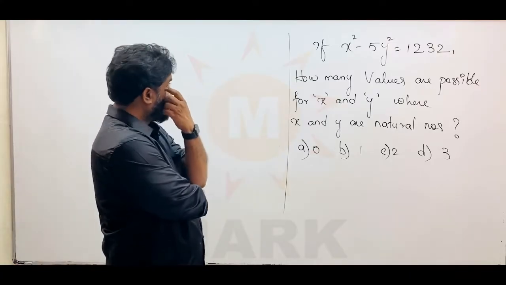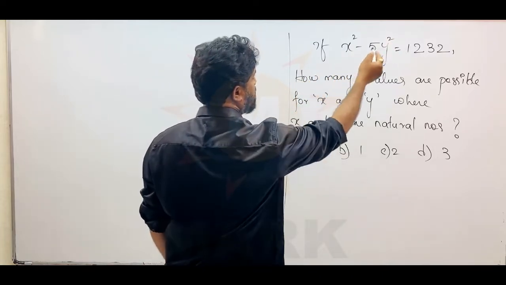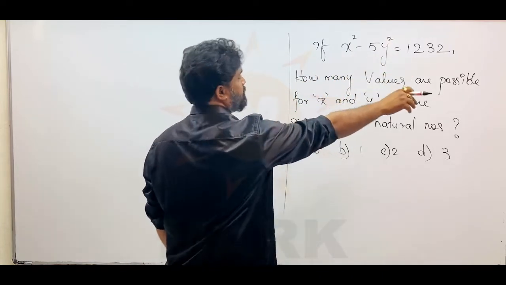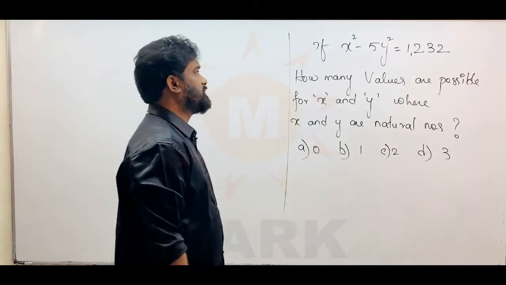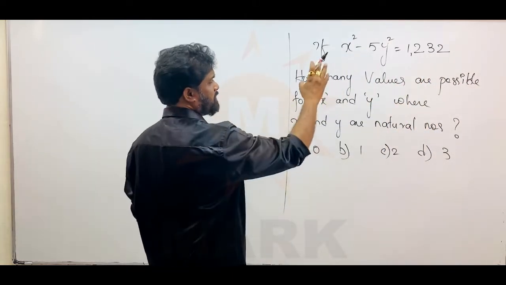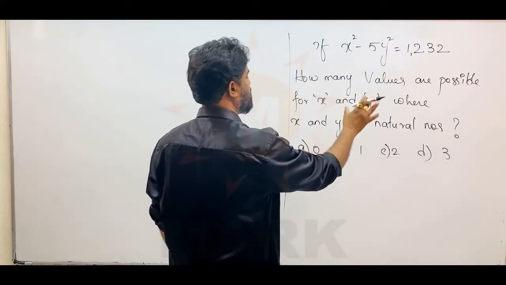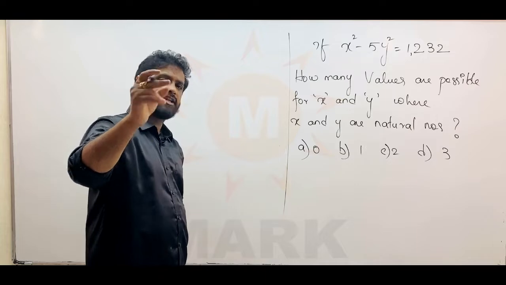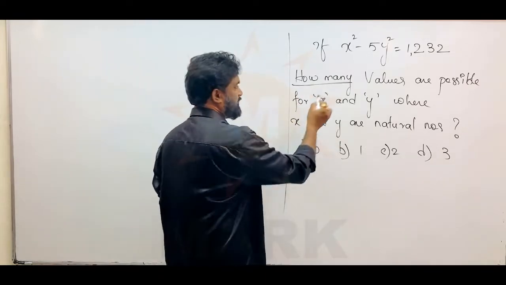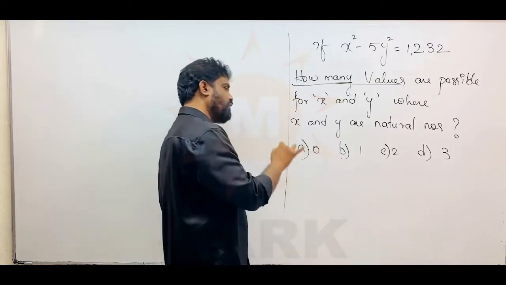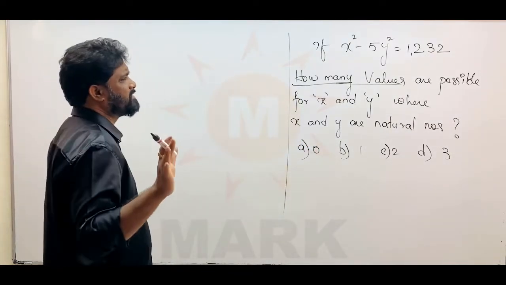Friends, have a look at this question. If x square minus 5y square is equal to 1232, how many values are possible for x and y, where x and y are natural numbers? So how many values can it take? The options are 0, 1, 2, 3. Such a simple question it is.